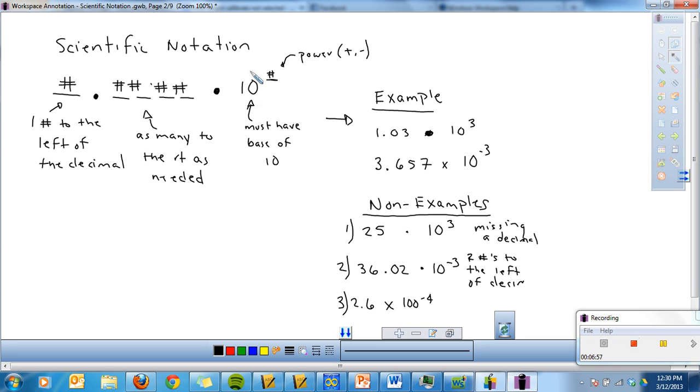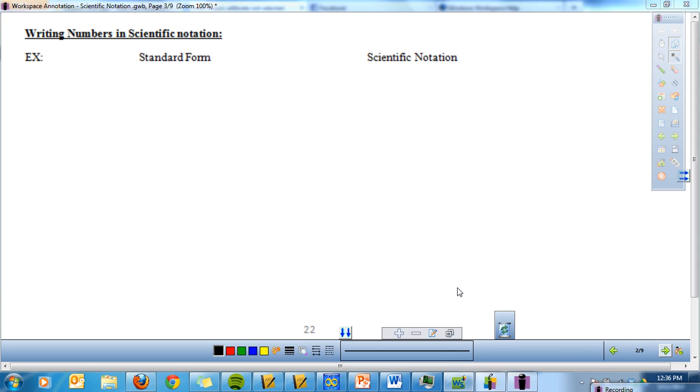I'm looking back at my notes, and I must have a base of 10 in order for it to be in scientific notation. So this is wrong because it has no base of 10. We need a base of 10. Right? So those are all non-examples. We'll talk later about how to change these non-examples into scientific notation. But for right now, I want you to just see what is scientific notation, what does it look like. All right, so let's go ahead and do some examples.